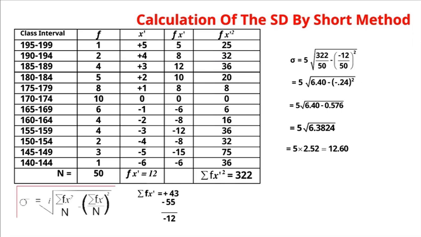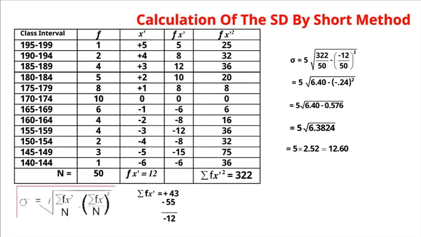There is no need to calculate the mean now. Now, how will we do it with the short method? Listen, try to understand clearly. You just locate the class interval which is almost in the middle and where the frequency is the highest. Now, if I locate it, this is the class interval which is almost in the middle and the frequency is 10.